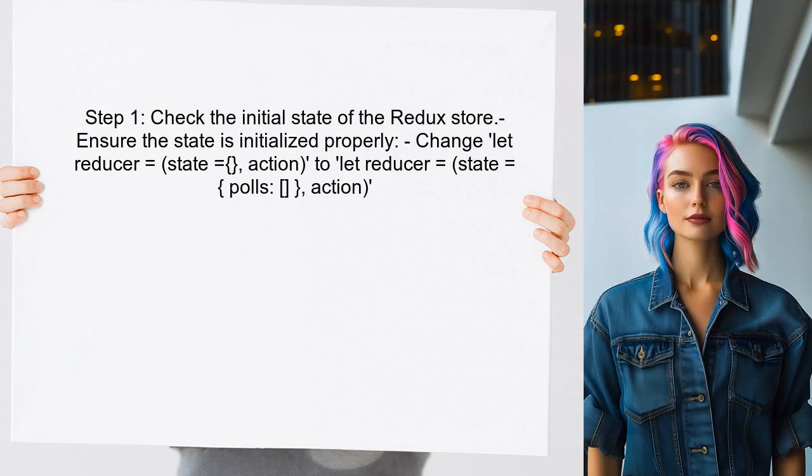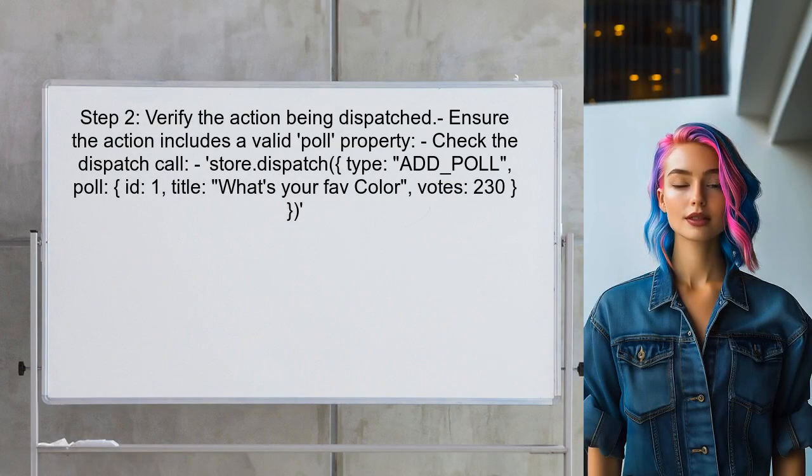The error message indicates that something is likely undefined or null. In this case, the user should ensure that the state is initialized properly. Next, the user should verify that the action being dispatched includes the necessary properties. In this case, the action should have a pull property that is defined and not null.